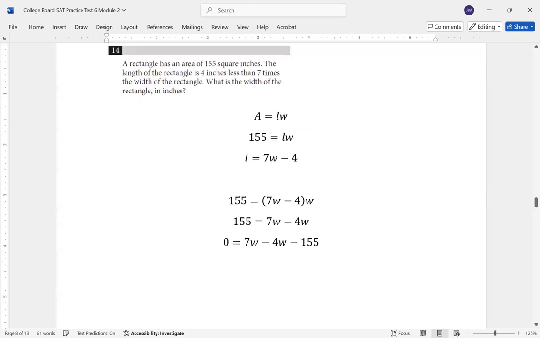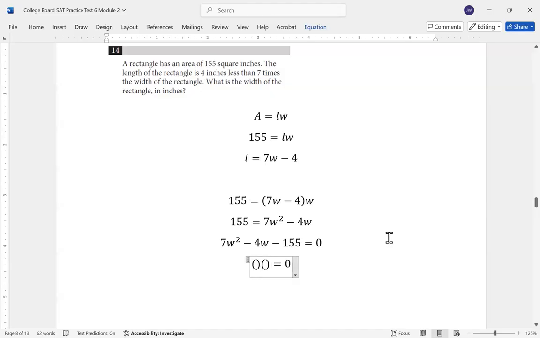And then I have a couple of different choices. I can use the quadratic formula, or since we have, oh, I misspoke. I apologize. That should have been W squared. So 7W squared once we do W times W. So 7W squared minus 4W minus 155 is equal to 0. Just like the previous problem, when we have something equal to 0, we'd like to have one side be factored and the other side be equal to 0.